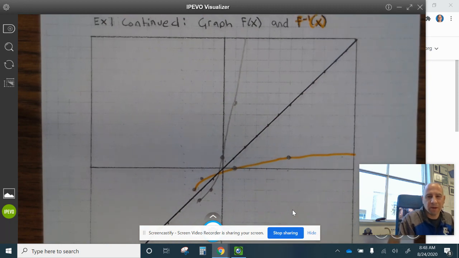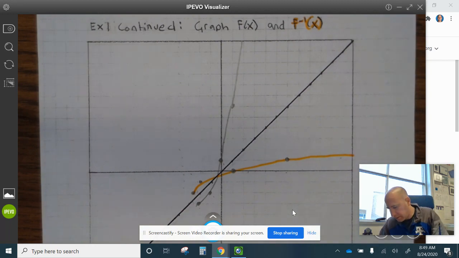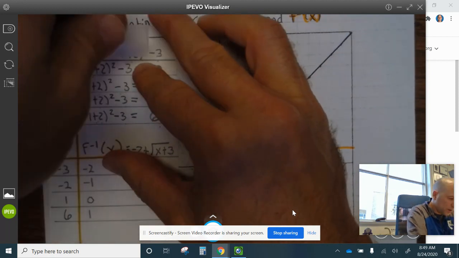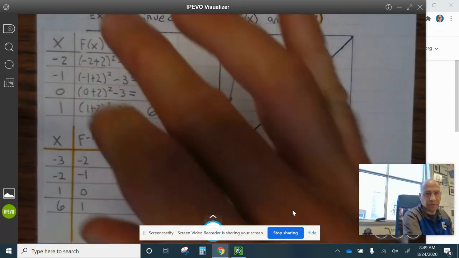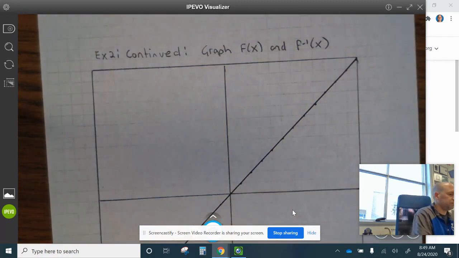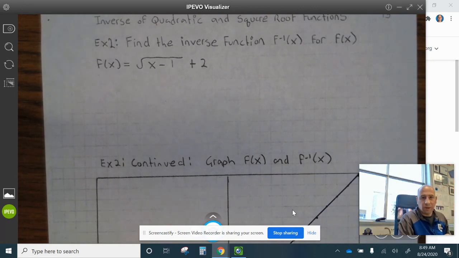Okay? So if you would, go ahead and finish up example 1, and I'm actually going to just tape this note card here to the page so I have it later. Okay? All right, let's move on to the next portion.